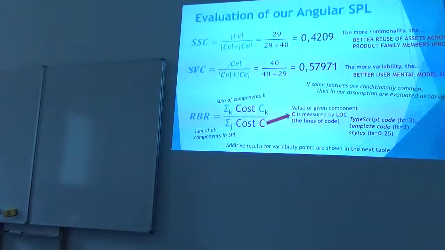And here is the sum of the reuse benefit rate with given coefficients. For example, for TypeScript code, the number of lines is multiplied by a factor of 3. Template code lines are multiplied by a factor of 2, and the number of lines of code for styles like CSS, SASS, and SCSS are multiplied by a factor of 1 divided by 4.